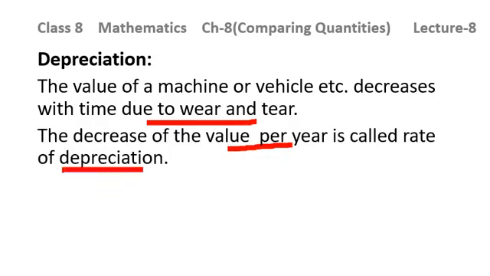We have talked about the rate of growth. What was that? The growth per year is called rate of growth. Now, as it is a case of depreciation, we are talking about the decrease in value. Firstly, we have understood what this depreciation is. If the value of a machine or a vehicle decreases, depreciation itself tells us that decrease. So if it decreases with time due to wear and tear, and we are talking about the decrease of the value per year, then that is the rate of depreciation.